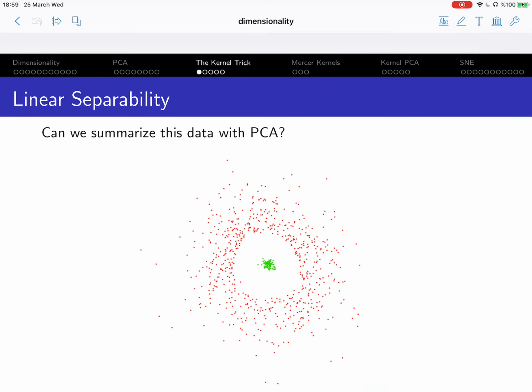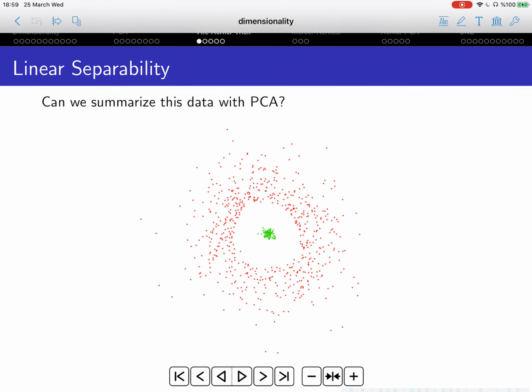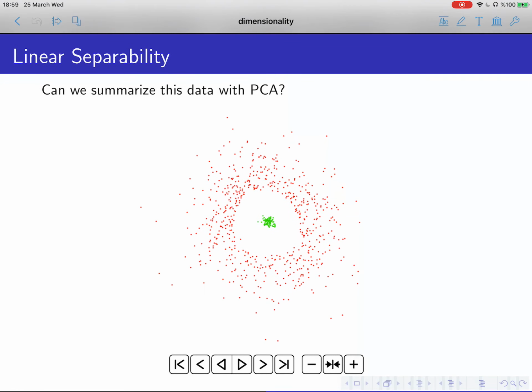Okay. So the problem we left this at was the problem of linear separability. So when you have data, for example, 2-dimensional data that's distributed like this, I don't know if this animation will work. No, it doesn't work.